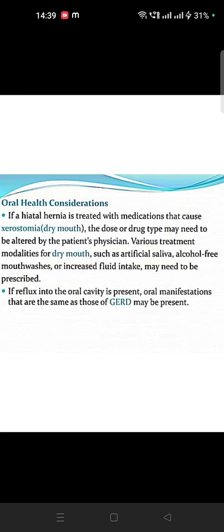Okay, so for oral health considerations, they can have dry mouth, xerostomia. Xerostomia means dry mouth. It alters the patient's condition. For the various treatment modalities of dry mouth, artificial saliva, alcohol-free mouthwash and increased fluid intake can be advised. So this reflects in the oral cavity.